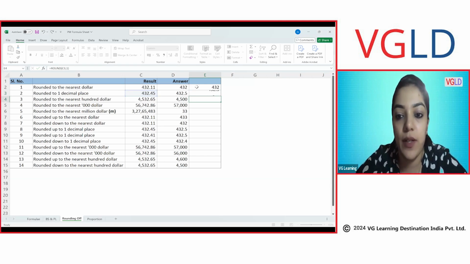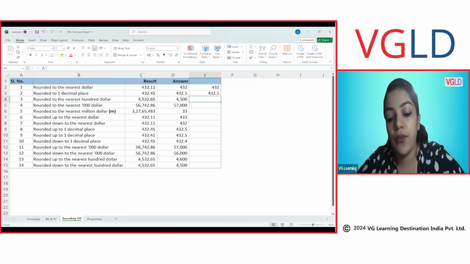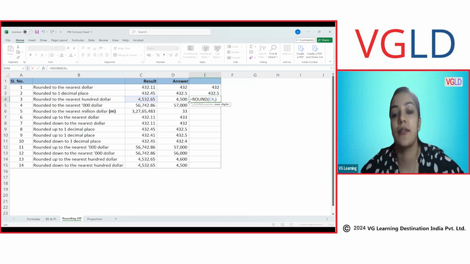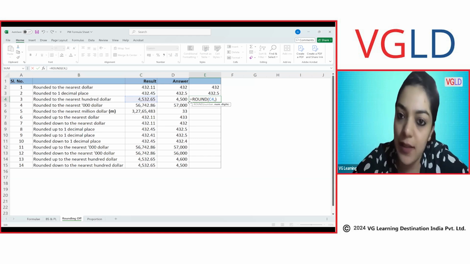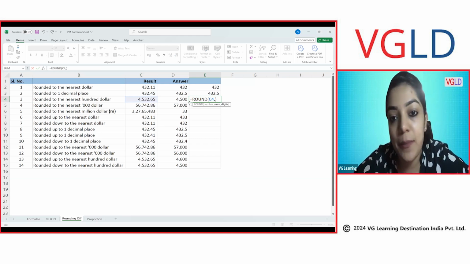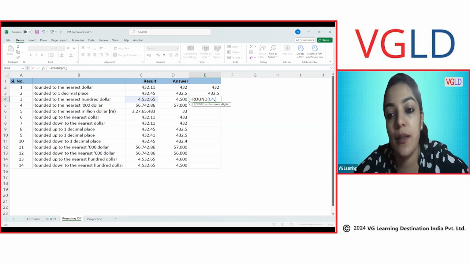Next, round it to the nearest $100. What will I put in the formula? Round, comma, how many decimal places? This is tricky. I don't want decimal places, that is there. But I also don't want units place and tens place. 2 places on the left of the decimal I don't want. So what should I put in the bracket?